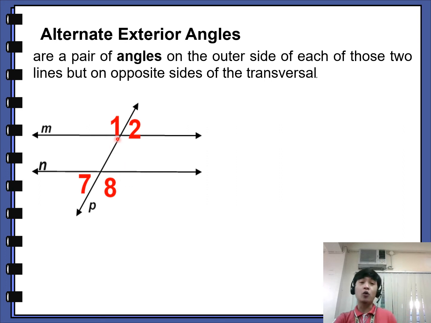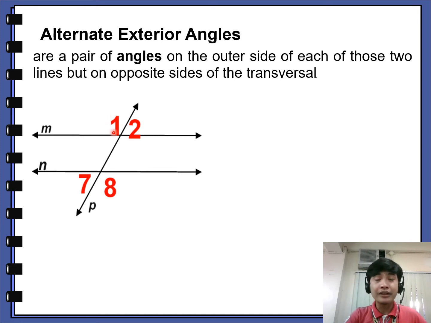Okay, sa kaso nito, kung umpisahan natin sa angle 1, hindi niya pwedeng maging kapartner si angle 2 as alternate exterior angle because though angle 1 and angle 2, they lie on the opposite side of the transversal, however, they are adjacent to one another. They are adjacent angles. Specifically, they are linear pair. Okay? Kasi pag sinabi nating linear pair, these are adjacent angles forming a straight line.